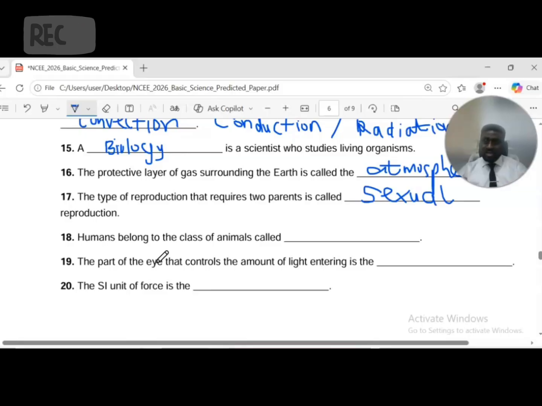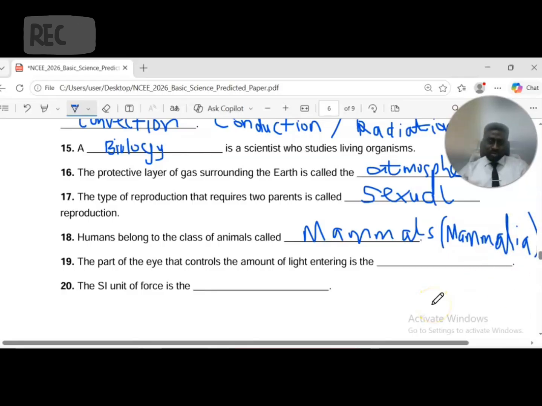Humans belong to the class of animals called mammals. I believe you're thinking about that already. You processed it, and here it is. They are called mammals. They are from the class Mammalia. That's where you get the word mammals from. Mammalia. So this is where humans and other lower mammals emanate from, but they all belong to the animal kingdom and in the animal domain.